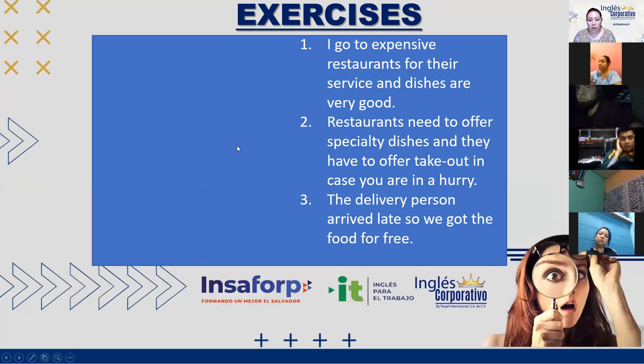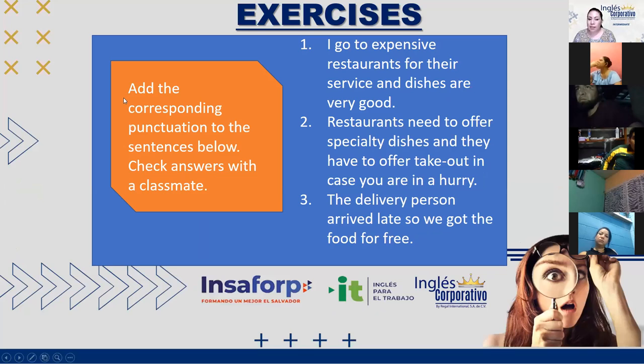Okay. So these are some sentences, and the instructions say add the corresponding punctuation to the sentences below. Check answers with a classmate. So you are going to work again in pairs and add the correct punctuation. What is the correct punctuation? Before the coordinating conjunction, we put a comma. Okay, that is the correct punctuation. Siempre va una coma antes del coordinating conjunction.